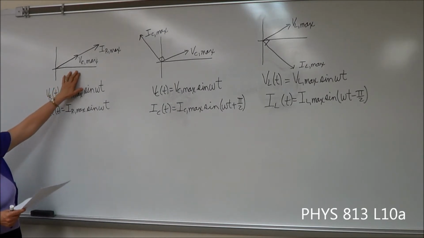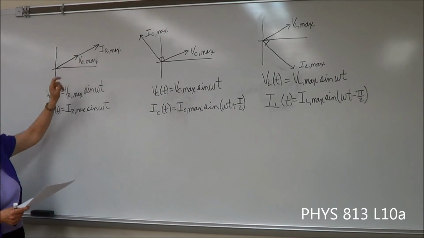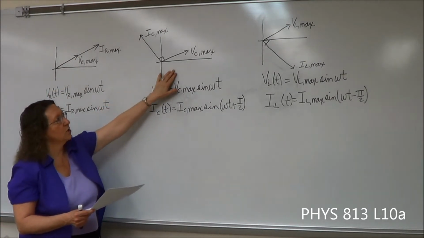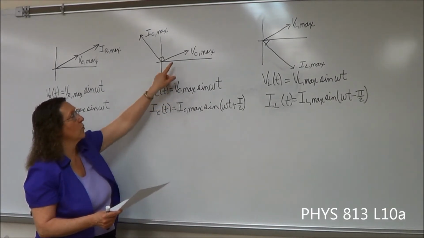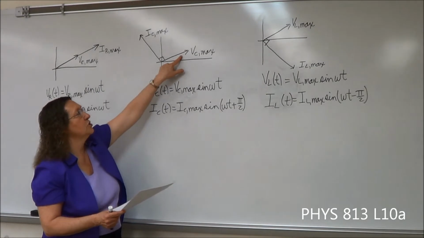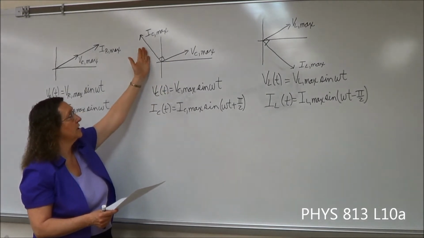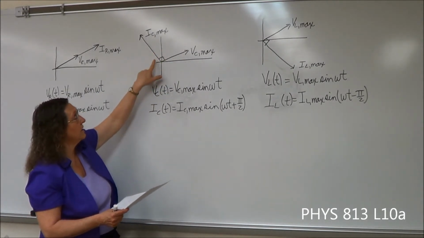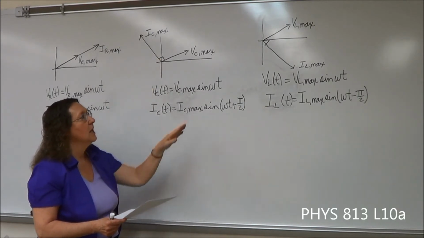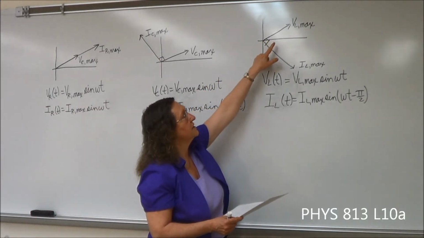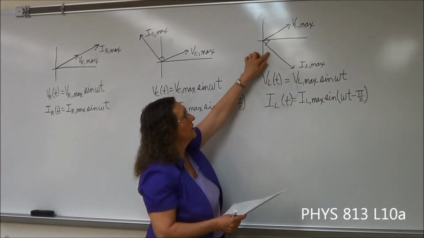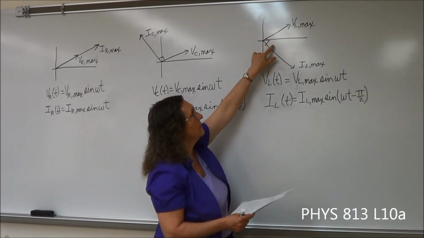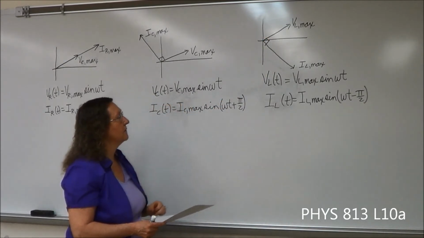So for the resistor, this would be the phasor diagram. The current and voltage are along the same line. For the capacitor, if you remember that in lesson 9, we had the voltage in the first quadrant and the current relative to it, 90 degrees, supposed to be 90 degrees. And then the inductor, we still left the voltage in the first quadrant and the current was down here in the fourth quadrant. Again, these are 90 degrees apart.